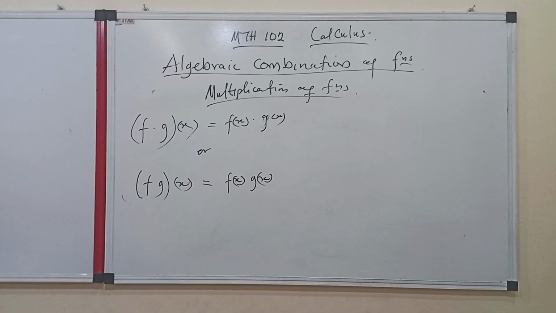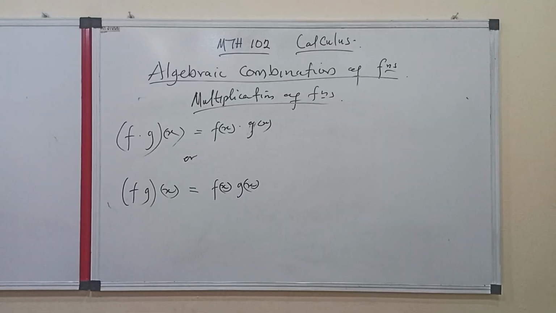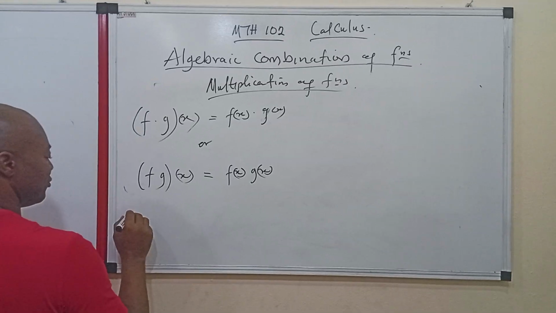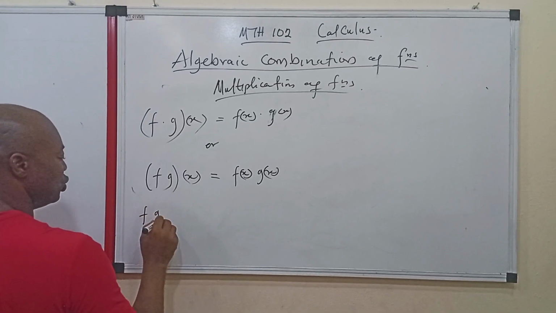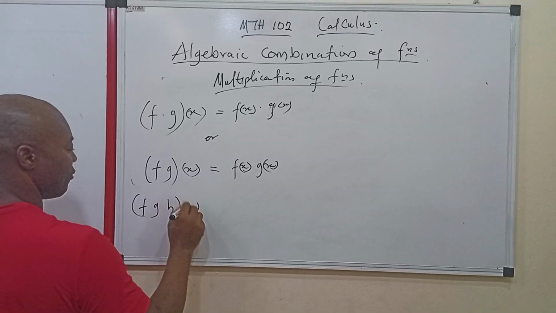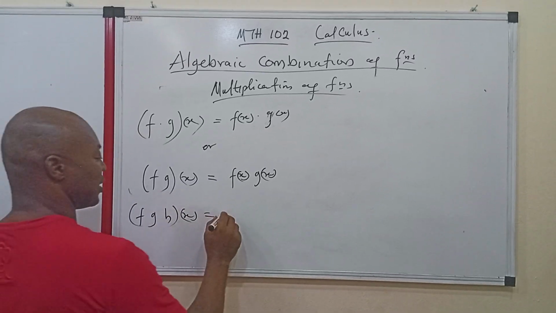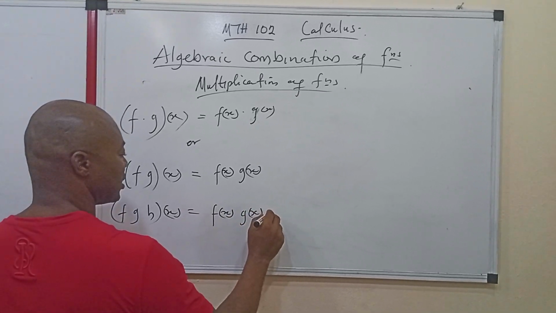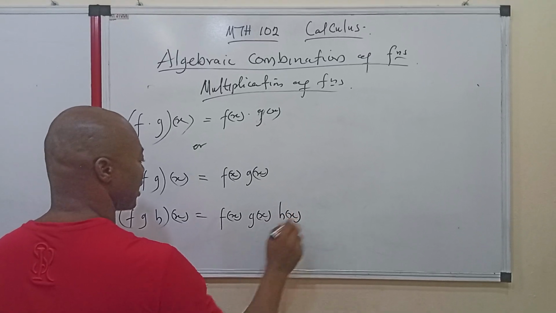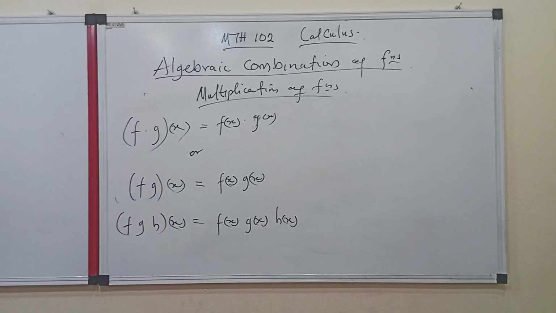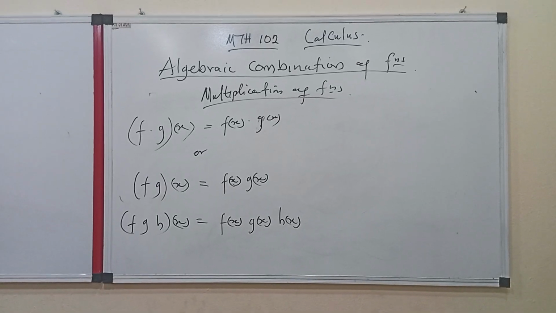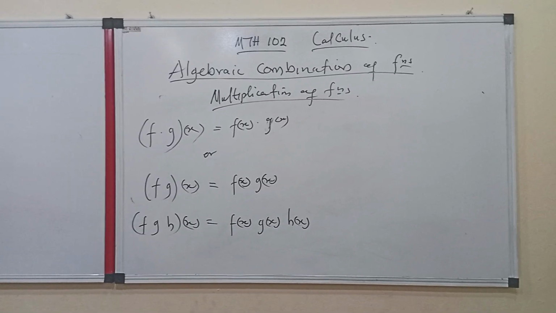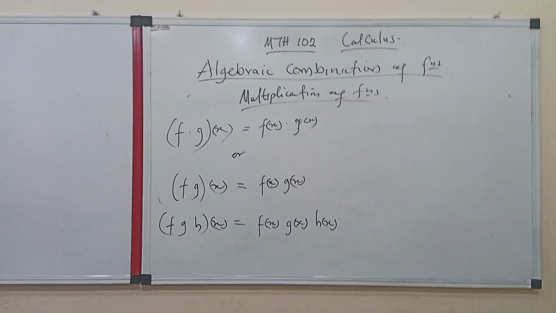Now, in like manner, you can also combine more than two, and you have f, g, and h, all of x. This you can also have as f of x, g of x, then h of x. This you can also carry out in this manner. Now let's consider a few examples using this to illustrate what we have said.